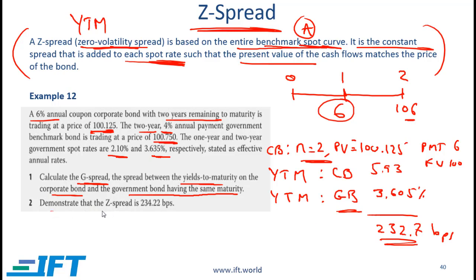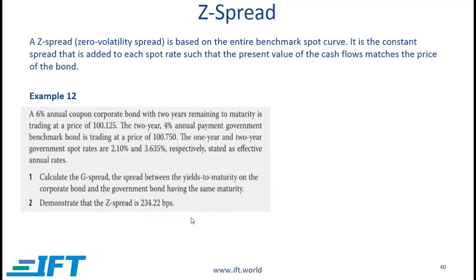Now, the next point is demonstrate that the Z spread is 234.22. Generally, the Z spread would be quite close to the nominal spread, which is called the G spread in this context. Now, how do we come up with this Z spread? Remember the definition. It is the constant spread that is added to each spot rate such that the present value of the cash flow matches the price of the bond.